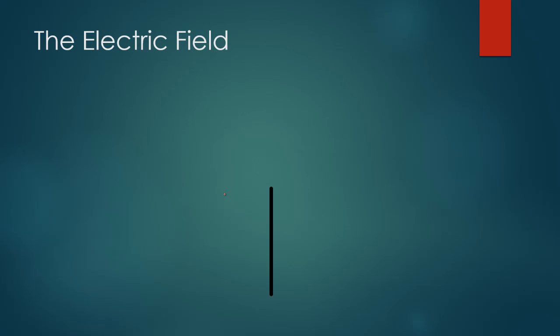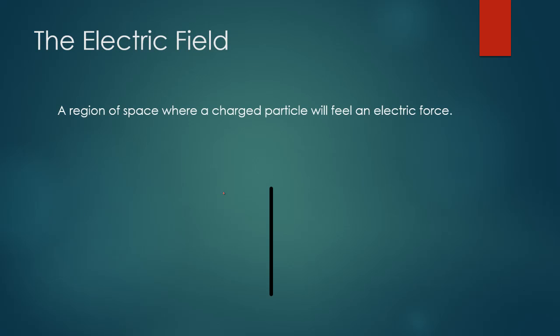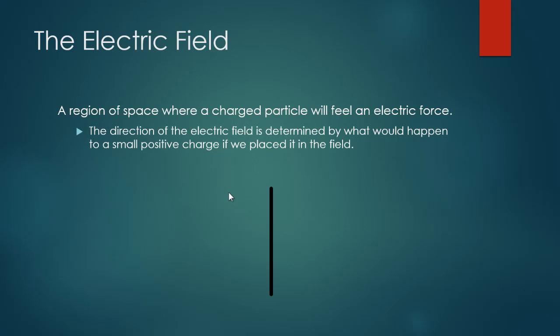Okay, so let's talk about the electric field. The electric field is a region of space where a charged particle will feel an electric force. So whenever we see a charged particle, we know it's charged. If we place it into this field, it will feel a force. And the direction of the electric field, it is a vector, is determined by what would happen if we put a small positive charge in that field.